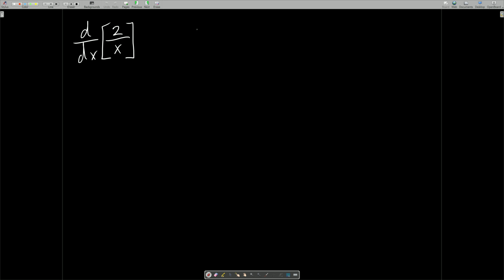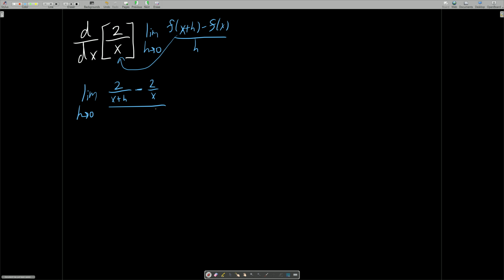Now let's try the same thing with another function. The derivative of 2 over x. So we're going to start by writing out our derivative equation. We do the same thing as we did the last time. We're going to substitute x plus h into x to get our f of x plus h. So that's 2 over x plus h minus 2 over x over h.